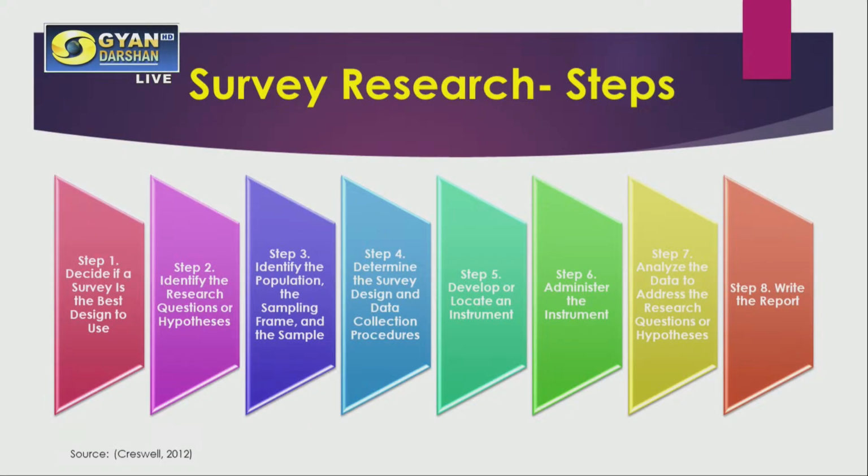Now, let us move on to the final topic of this session, which is about the different steps. As you see on the slide, first you decide if a survey is best designed for your study. In the second step, you identify the research question and hypothesis if there is one. Third, you identify the population, sampling frame and samples. Then in step 4, you determine the survey design. As I said, we have 2 designs. You see which is appropriate, which would help you to address your research question.